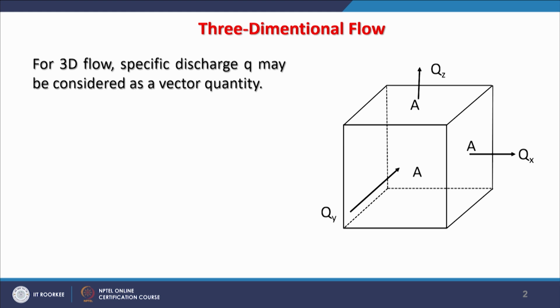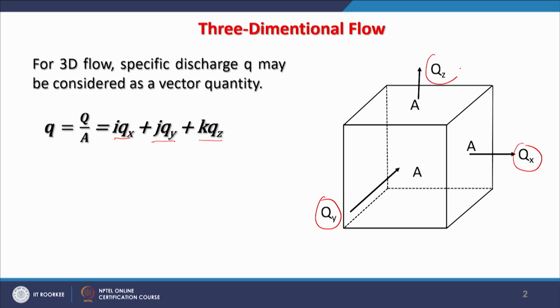So, for 3D flow, or 3-dimensional flow, the specific discharge, that is small q, may be considered as a vector quantity, and in that sense we have an equation: q equals capital Q upon A, equals i q_x, j q_y and k q_z. Here you can see that q_x is here, q_y is here and q_z is also here, and these are the 3 dimensions, and A is the cross-sectional area which we are seeing here.